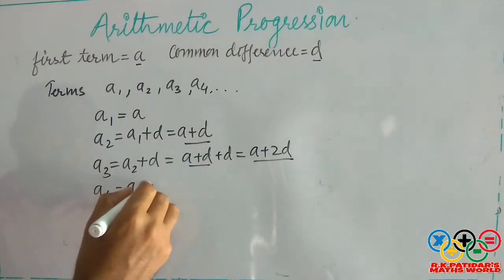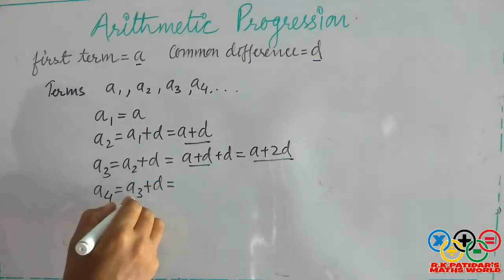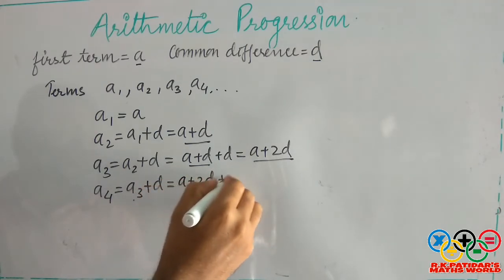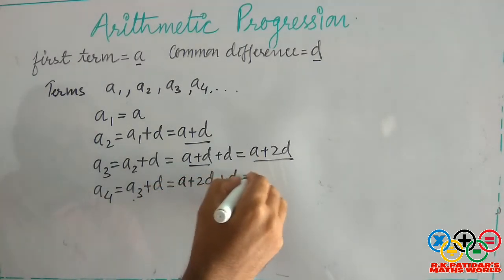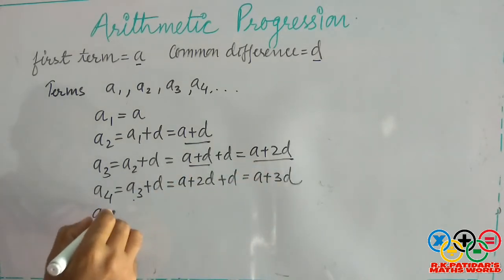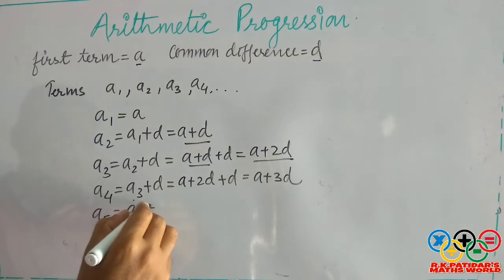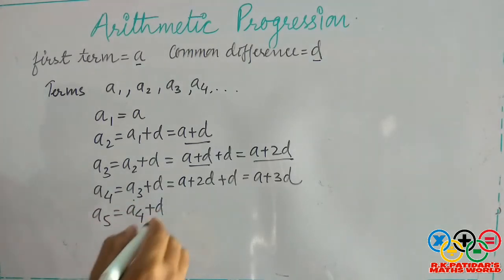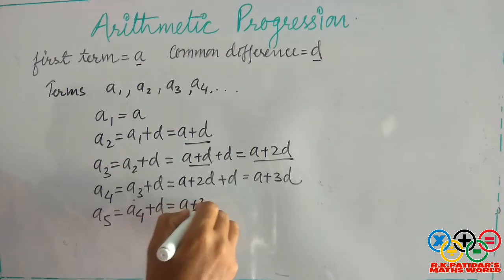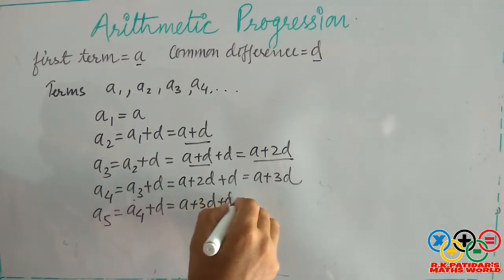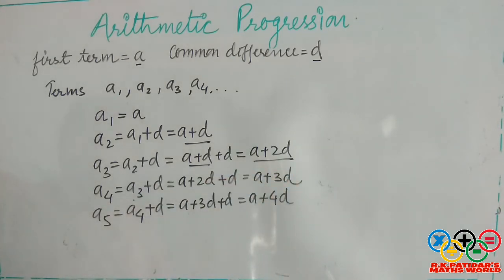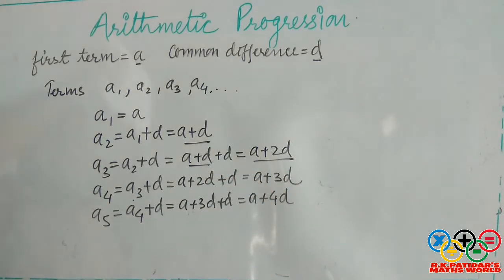फोर्थ टर्म, ये थर्ड टर्म में फिर D ऐड कर दें तो थर्ड टर्म इज A plus 2D, और इसमें प्लस D, ये हो जाएगा A plus 3D. In the same way फिफ्थ टर्म it is A4, fourth term plus D, and fourth term is A plus 3D plus D is equal to A plus 4D. Okay. So what we observe here?